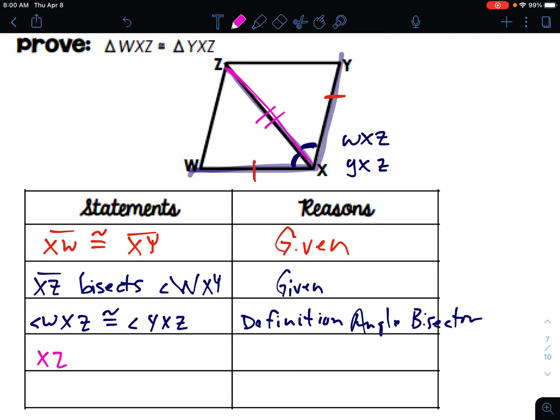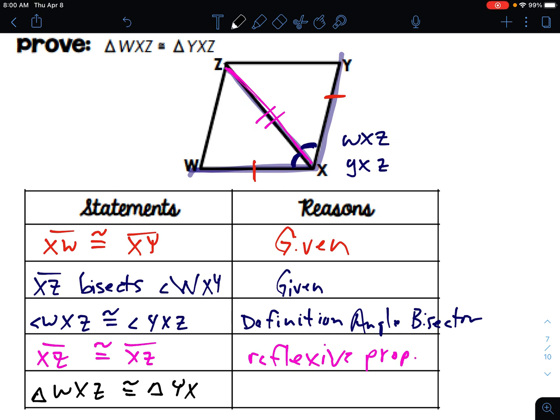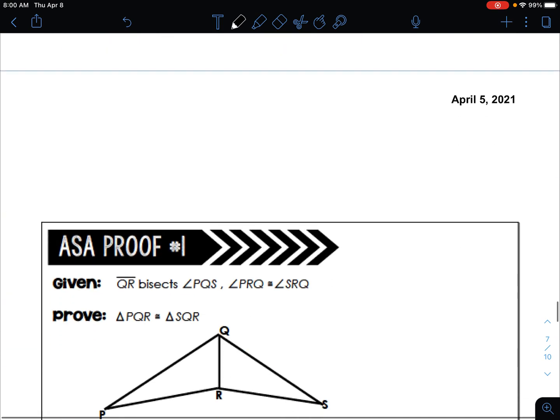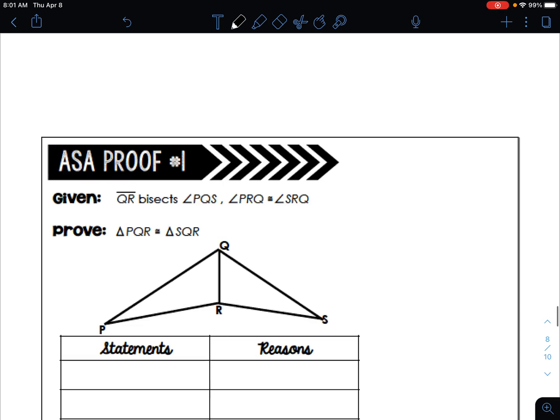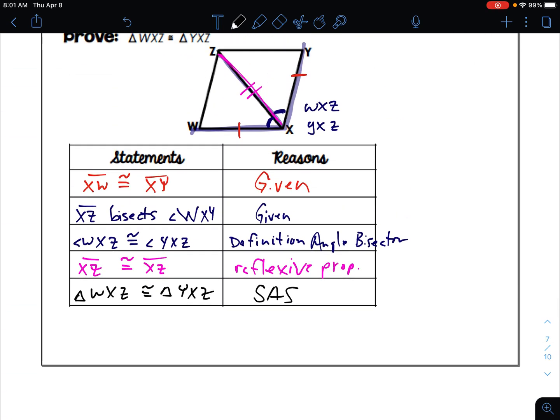And then we got XZ is congruent to itself. How do I know that? Reflexive property. And then again, we picked out side angle side. So triangle WXZ is congruent to triangle YXZ because of side angle side. All right, let's try this one out. And here, I'll show you the proof all together there.